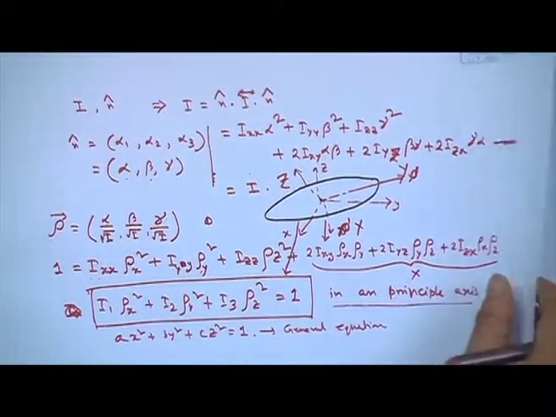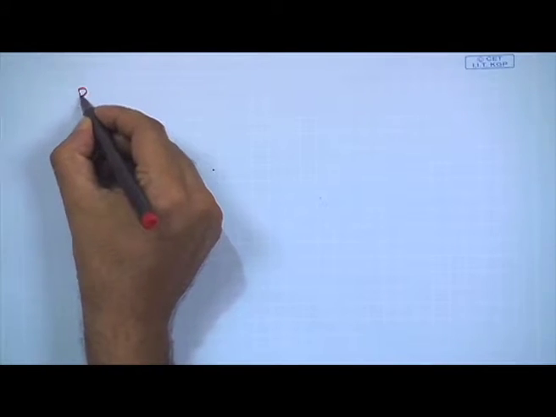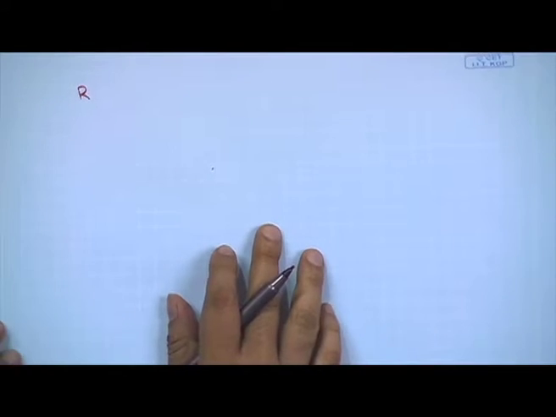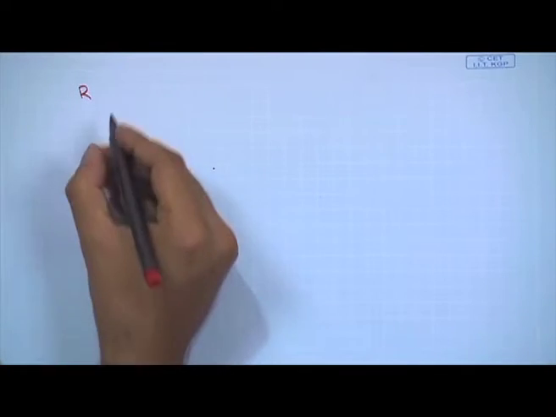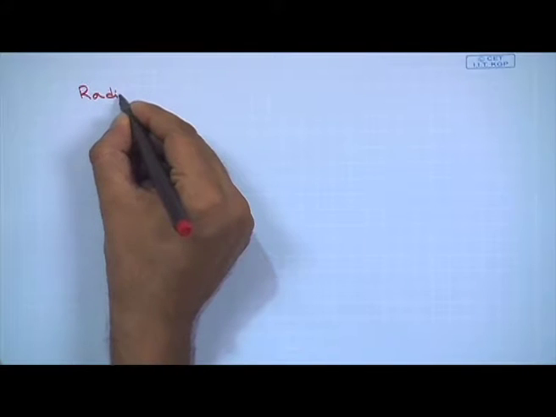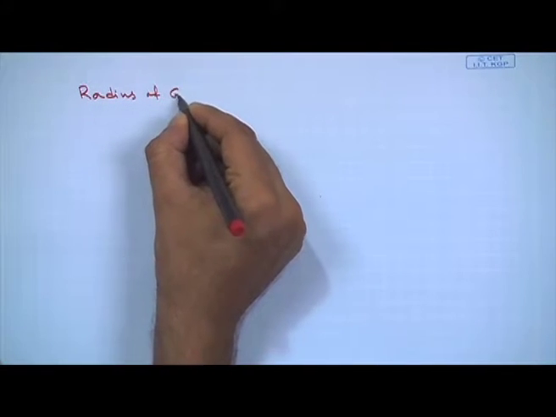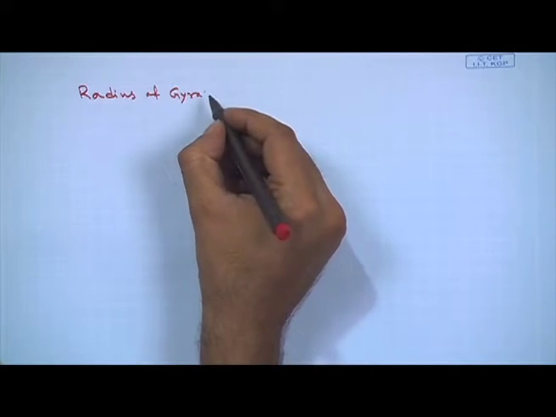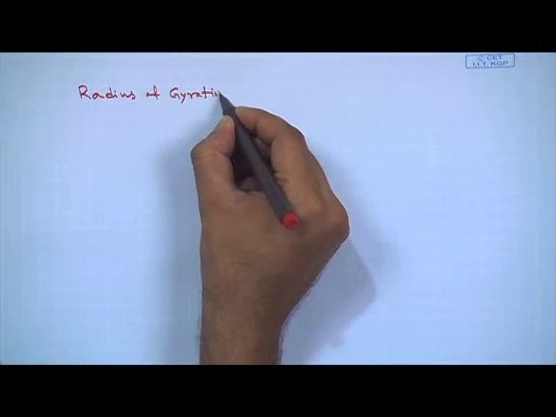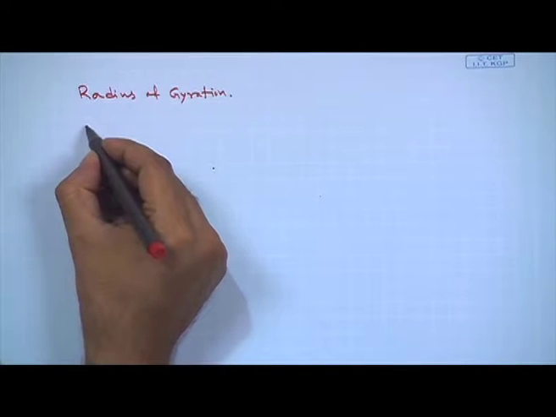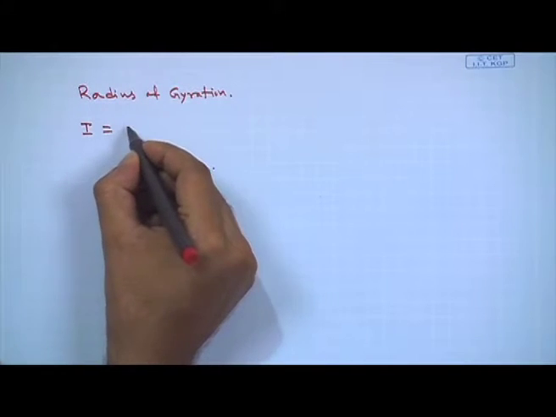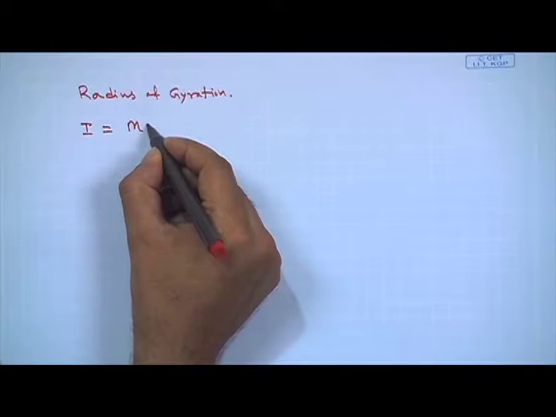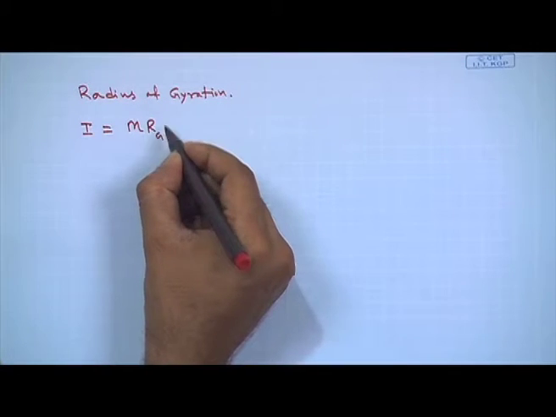Also there is an important concept, important for many practical engineering calculations, which is called the radius of gyration. Radius of gyration, which is defined as I is equal to m r g square.